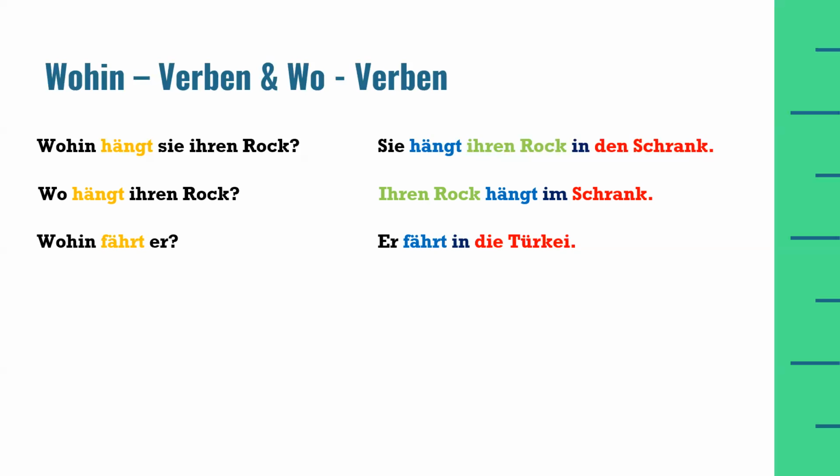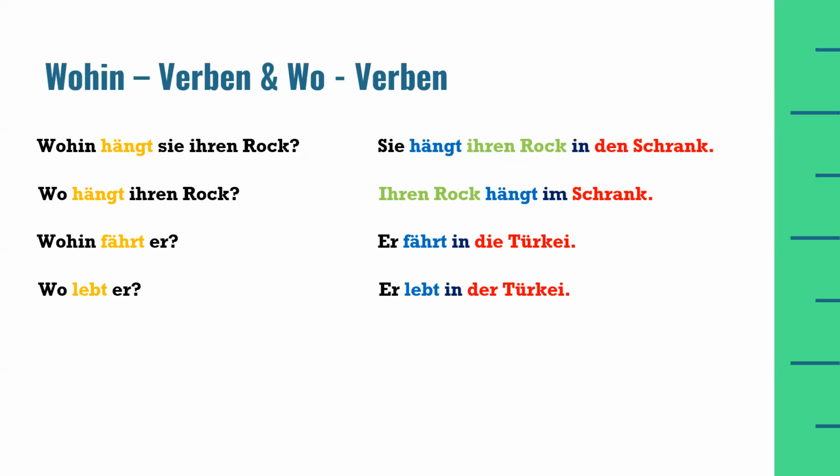Wohin fährt er? Where does he travel, or where is he traveling to? Er fährt in die Türkei. He is traveling to Turkey. Again, there is a movement, therefore the question word starts with wohin, and in the answer, the preposition in, which is a two-way preposition, will act like accusative, and for die Türkei, we will use the definite article for an accusative case for a feminine noun Türkei, so die will remain die.